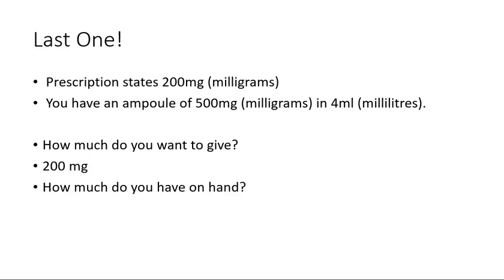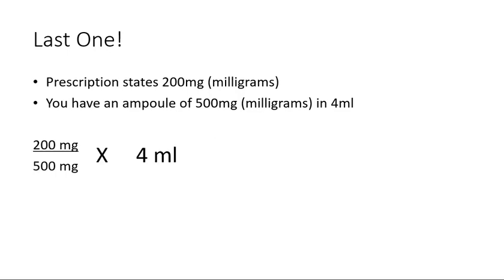All right, how much do you want to give? We want to give 200 milligrams. How much do you have on hand? You've got 500 milligrams in 4 milliliters. So there's your formula. We're going to take 200, divide it by 500, and multiply it by 4. And what we're going to do is draw up 1.6 mL of the medication to give to our patient. Okay?